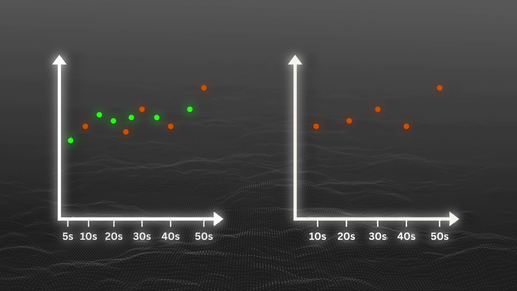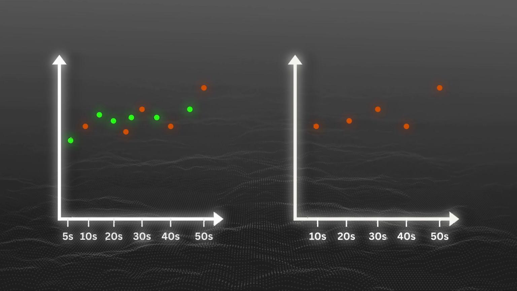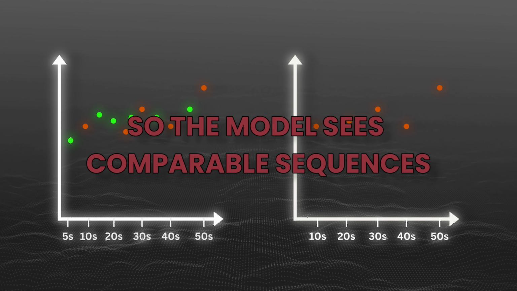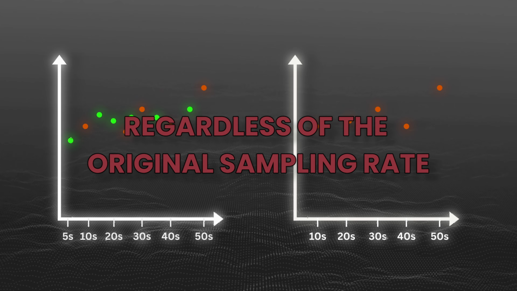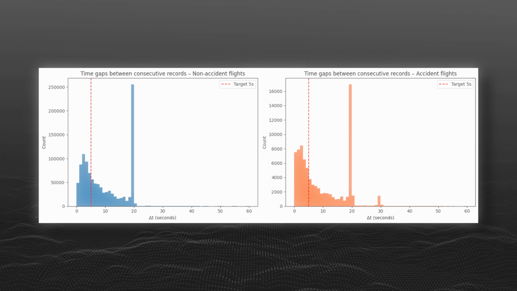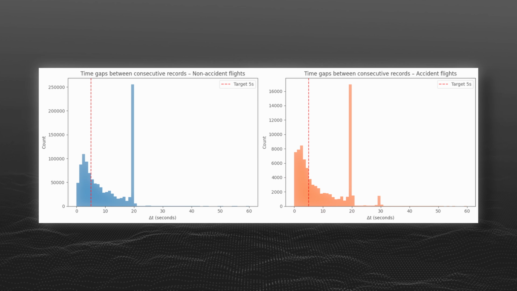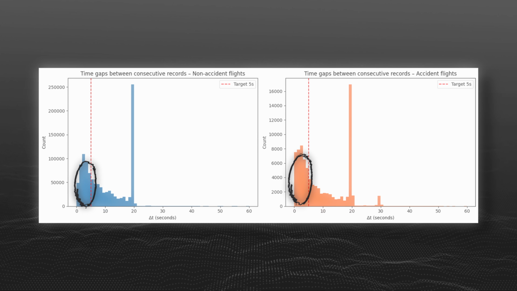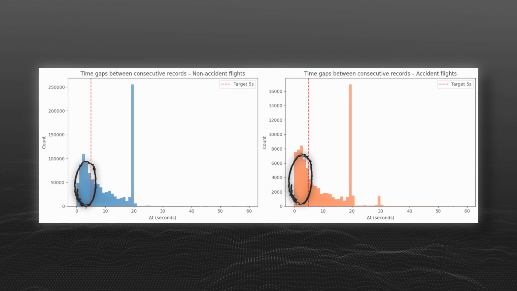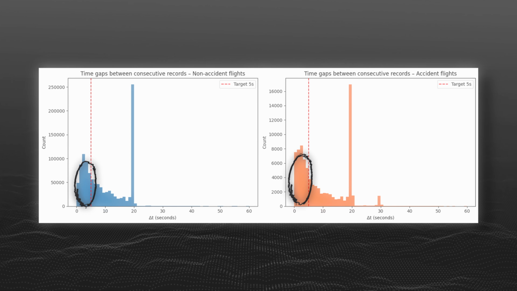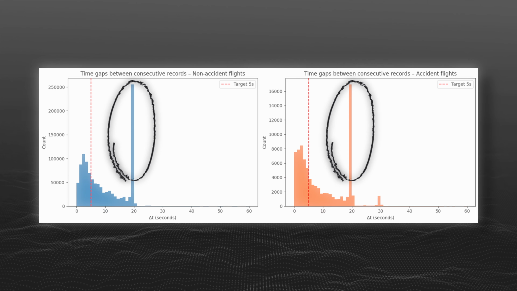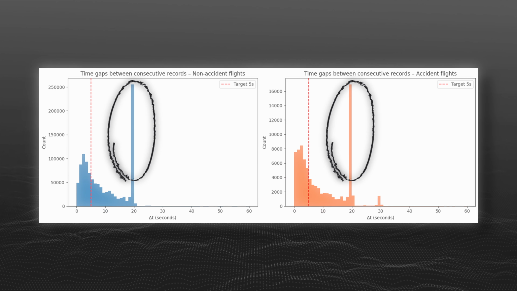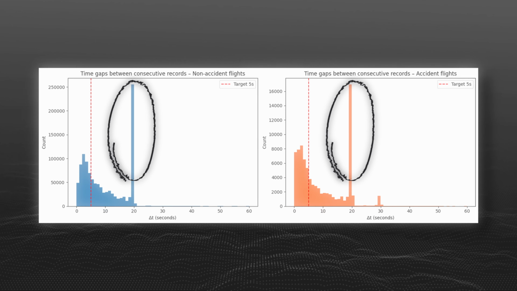Our aim is that all flights have the same temporal resolution, so the model sees comparable sequences regardless of the original sample rate. To do this, we need a good target sampling rate. In this image, you can see the sampling rate distribution of the raw dataset. Both classes show a bimodal distribution. The first peak, around 2 to 4 seconds, likely corresponds to low altitude phases, like approach or landing, where many ground-based ADS-B receivers are in range. The second dominant peak sits around 20 seconds, typically of cruise phases where fewer receivers are available.